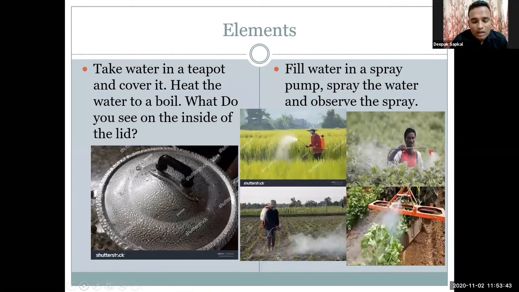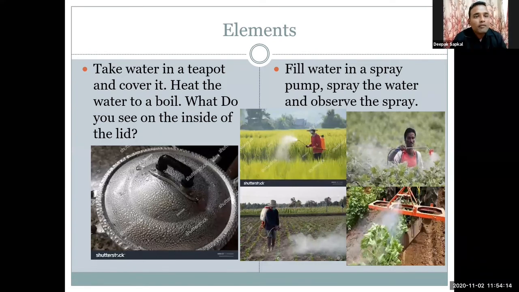Yes? You can see the water droplets collected on the inside of the lid of the teapot are formed by the condensation of the vapor from boiling water. Water in the form of vapor is composed of extremely tiny particles and therefore we cannot even see them. You will see the water droplets. Can you see the water droplets? Yes, that means what?